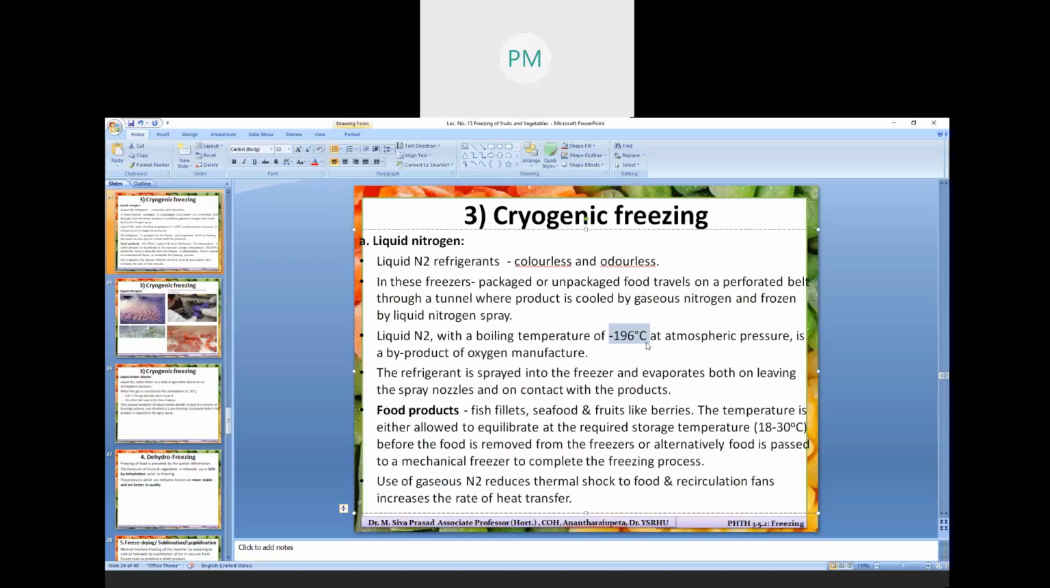The food has to be initially pre-cooled with the carbon dioxide, and then it will be exposed to the liquid nitrogen. Then the foodstuff will be frozen instantly. It can be done in the form of sprays or by dipping the foodstuff directly. So you can freeze produce like seafood and berries by using cryogenic freezing.